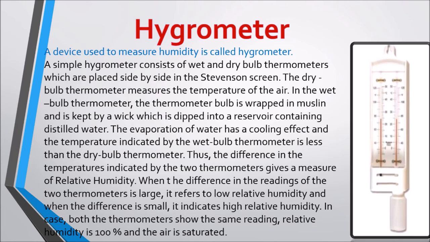The evaporation of water has a cooling effect and the temperature indicated by the wet bulb thermometer is less than the dry bulb thermometer. Thus, the difference in the temperatures indicated by the two thermometers gives a measure of relative humidity. When the difference in the readings of the two thermometers is large, it refers to low relative humidity. And when the difference is small, it indicates high relative humidity. In case both the thermometers show the same reading, relative humidity is 100% and the air is saturated.